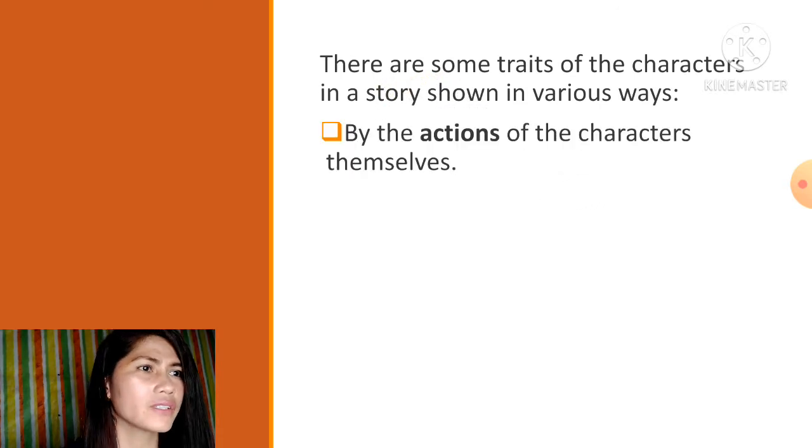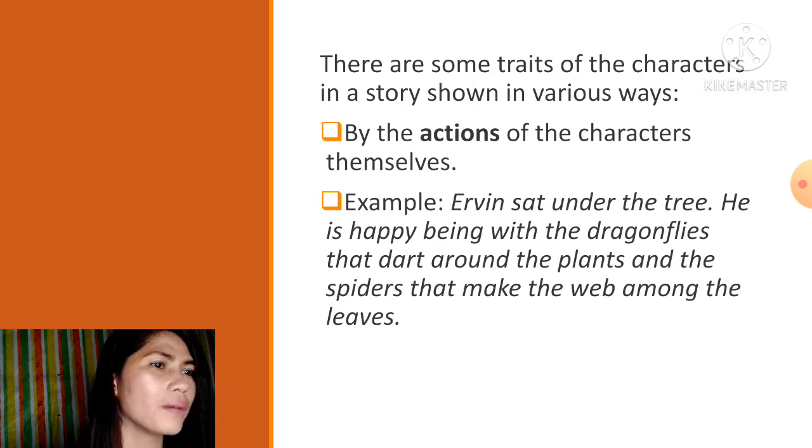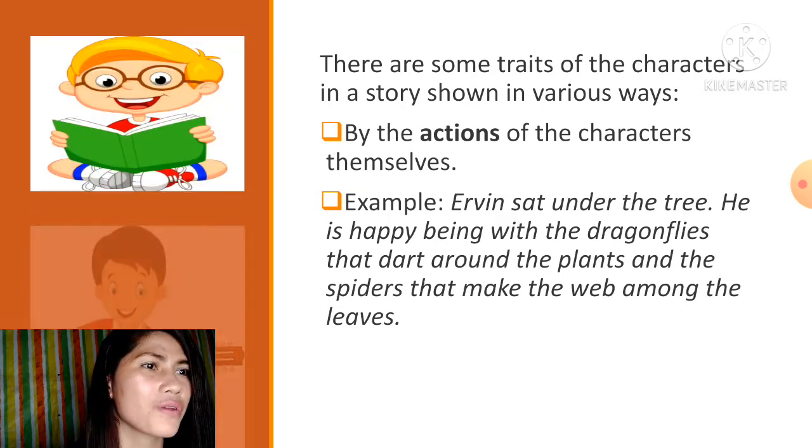Another trait of a character shown in a story is by actions of the characters themselves. For example, Irvin sat under the tree. He is happy being with the dragonflies that dart around the plants and the spiders that make the web among the leaves. So there are actions.